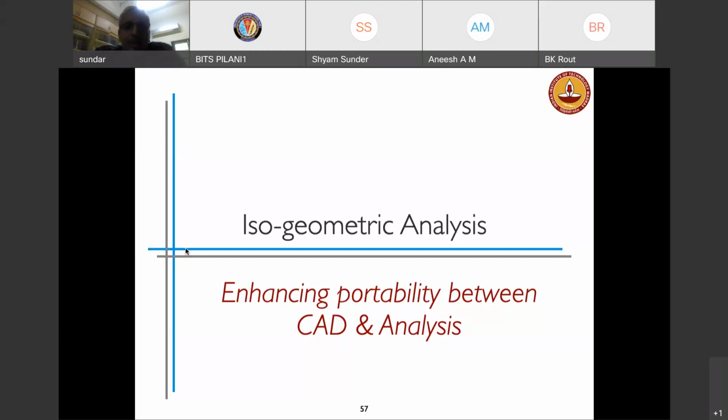So the next one is on isogeometric analysis. This is contradictory to what we just saw. In the one that we saw, the extended finite element method, we want to decouple the geometry and the analysis. So we want to have the analysis independent of the geometry. But here we want to combine them together. We want to have a seamless coupling with the geometry.